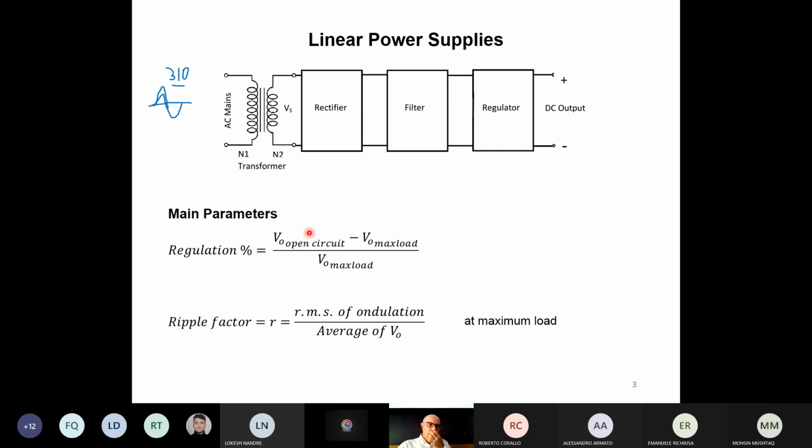In this slide, we have also 2 definitions. One is for the regulation in percentage, and the other one is about the ripple factor. What is regulation in percentage? We consider regulation as an indicator of the variation of the output voltage, so the variation of this DC output voltage, when we have no load and when we have a load applied at the output. For load, I mean a resistor, something which is draining current from the power supply.